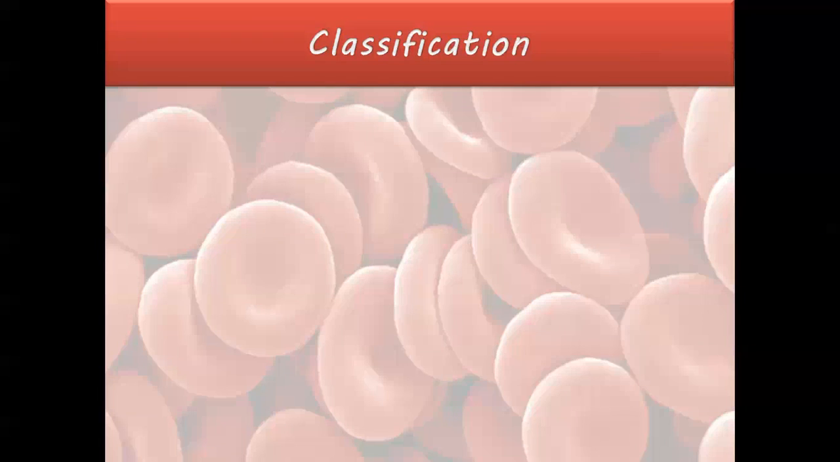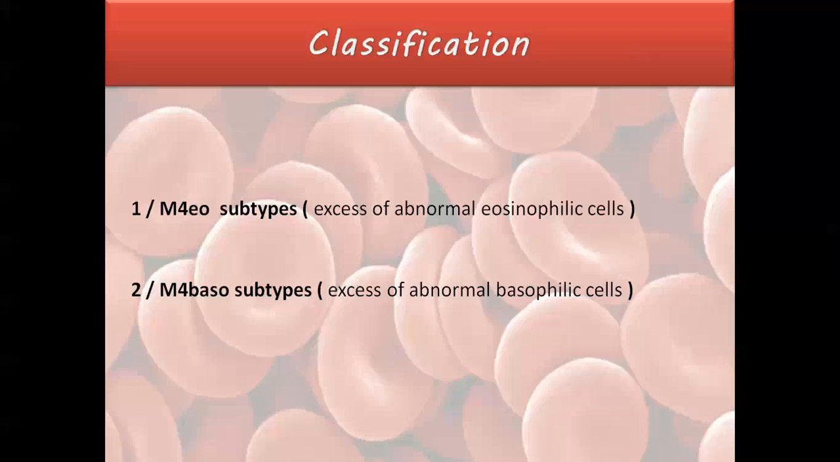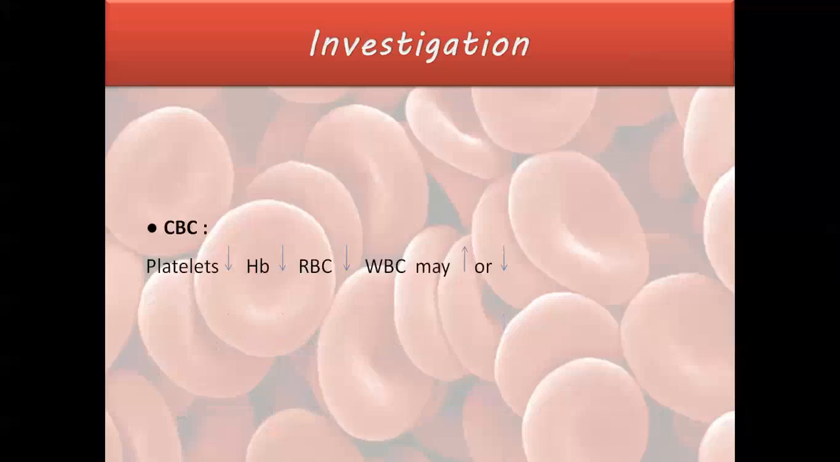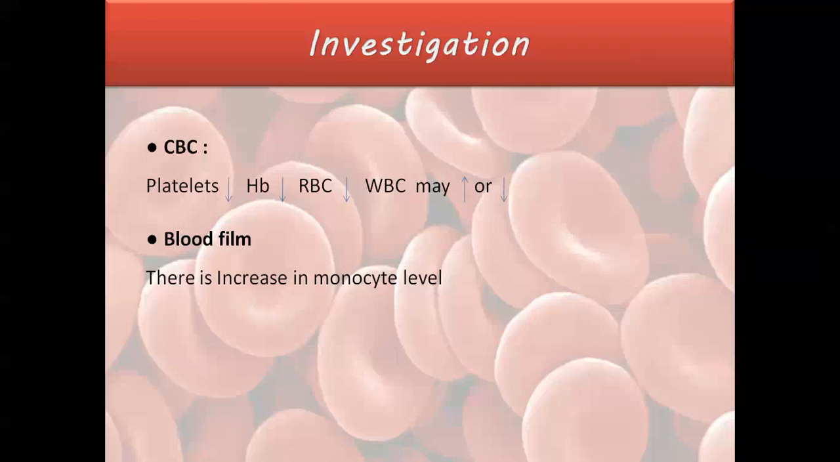Classification of acute myelomonocytic leukemia M4. We have the M4EO subtype, which refers to eosinophilic cells, and we have the M4 Baso subtype, which reveals basophilic cells. Investigation. First, CBC. Usually, platelets, hemoglobin and RBC decrease in level, while WBC may be decreased or increased. Blood film: there is an increase in the monocyte level in the peripheral blood.